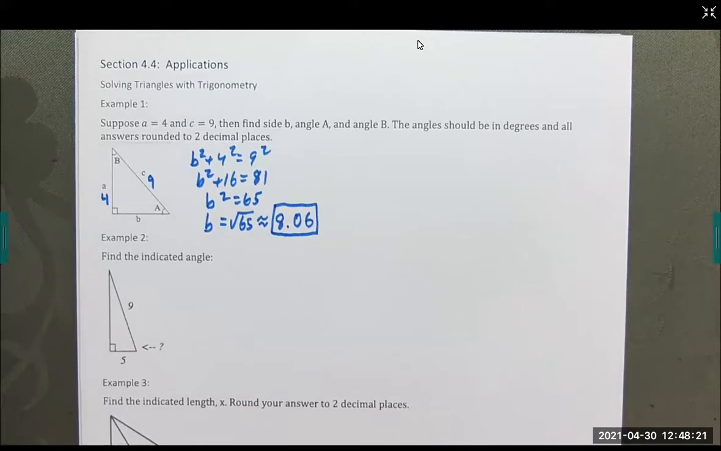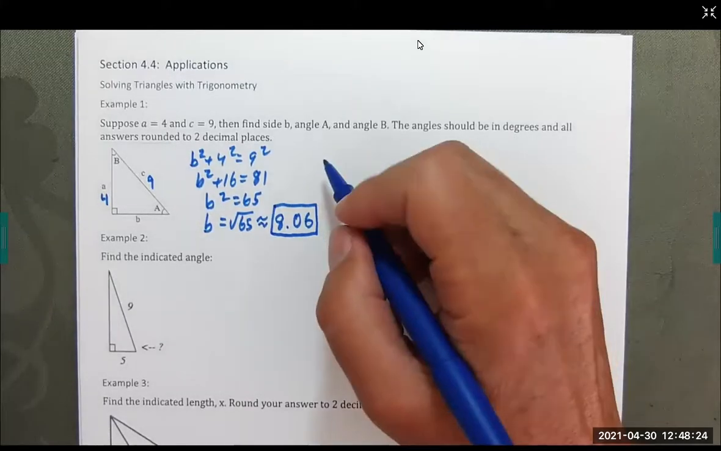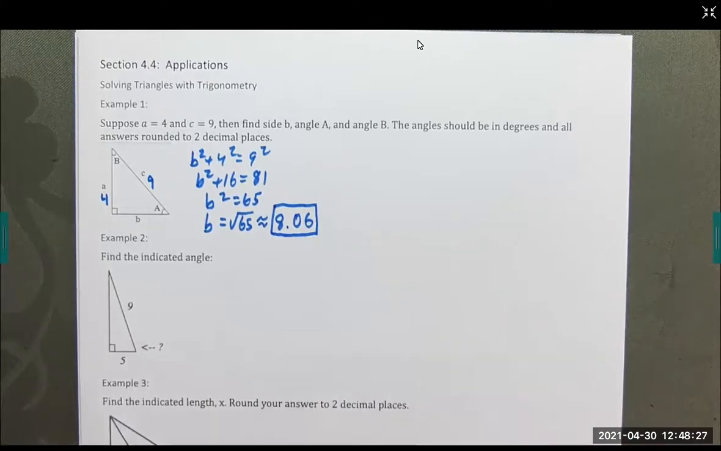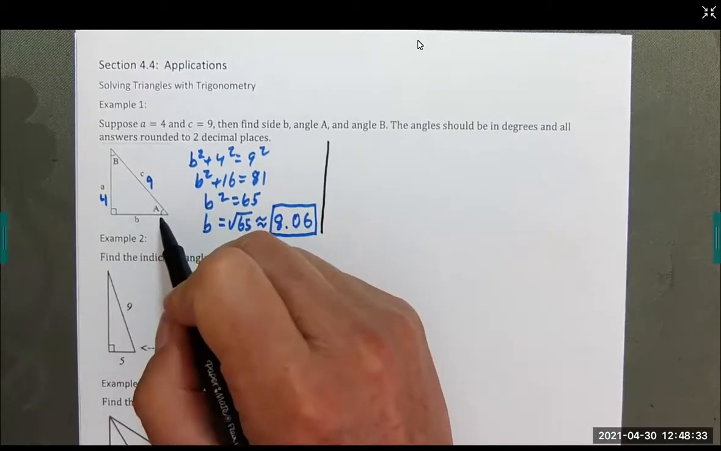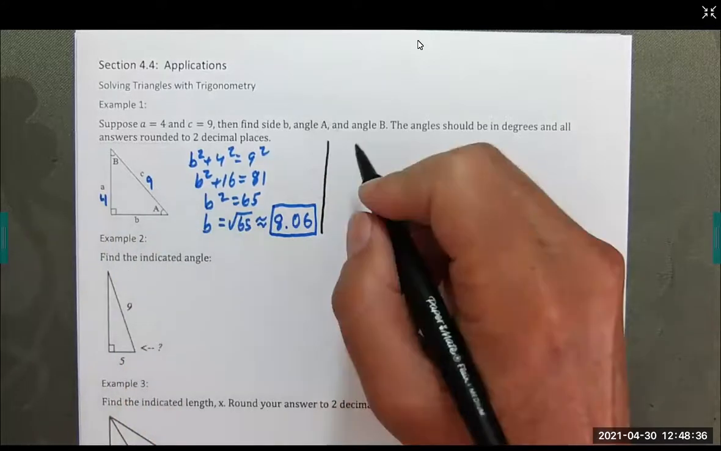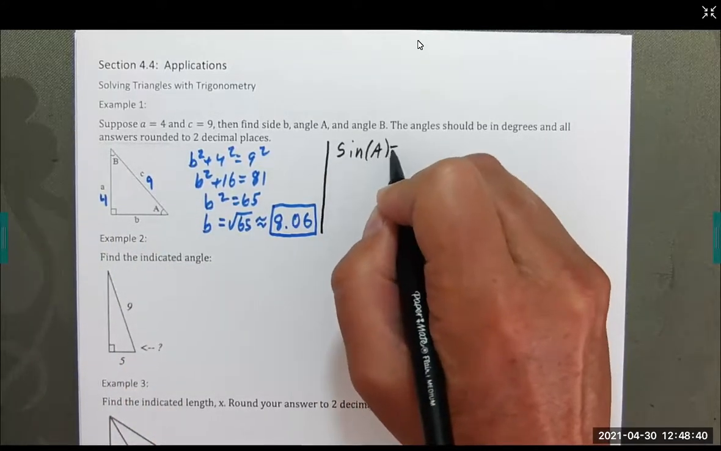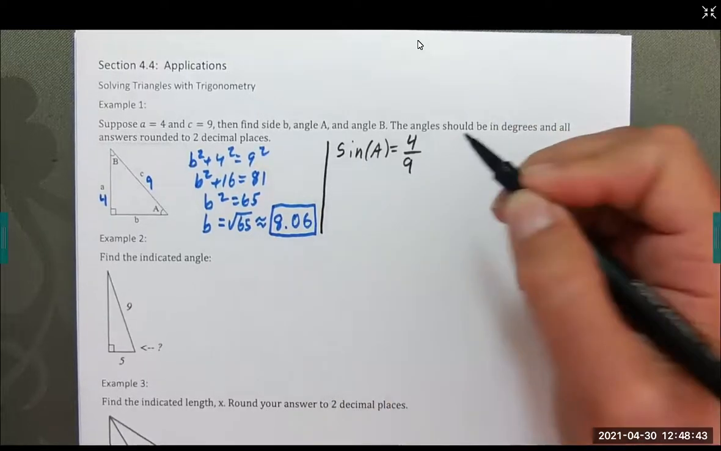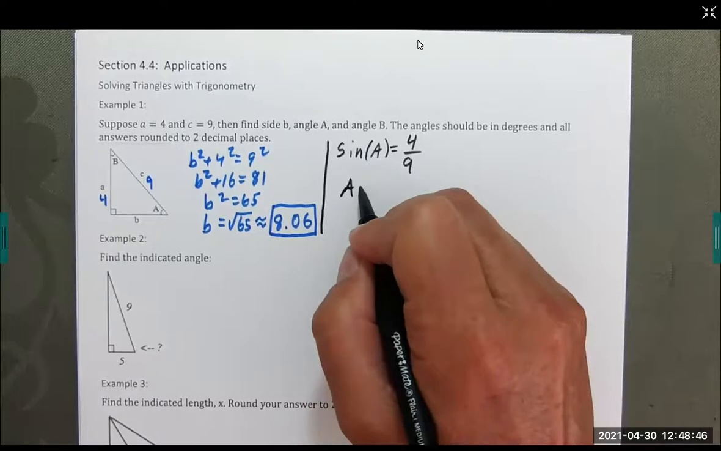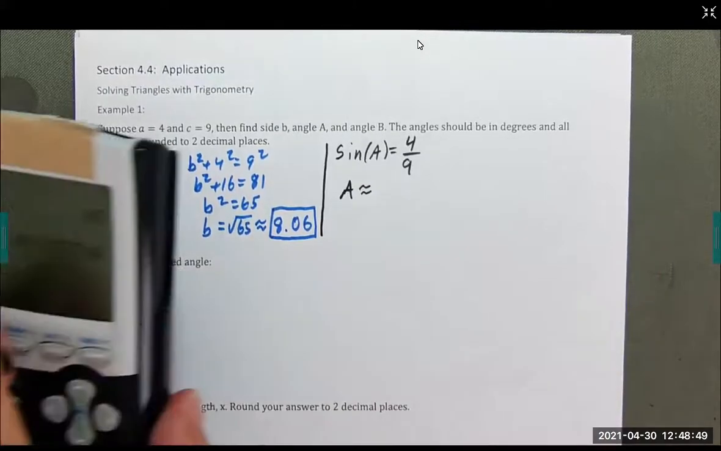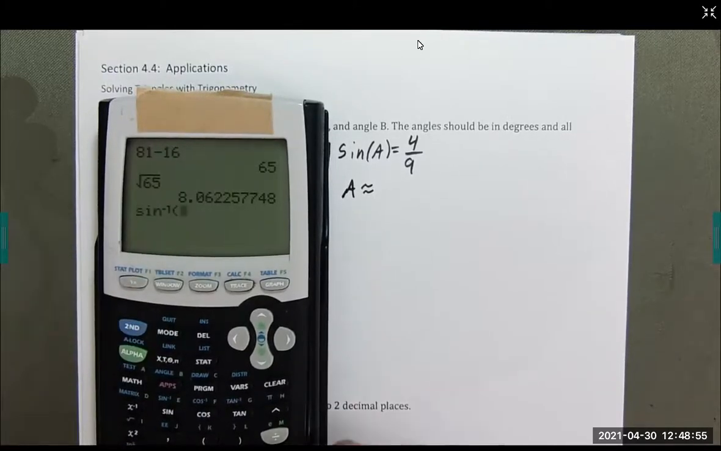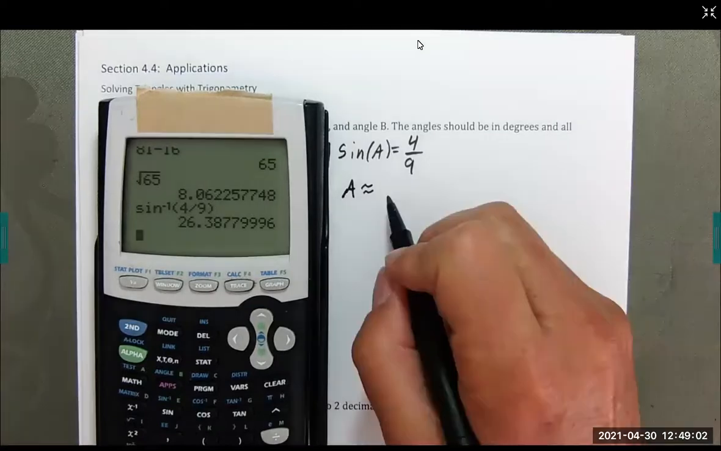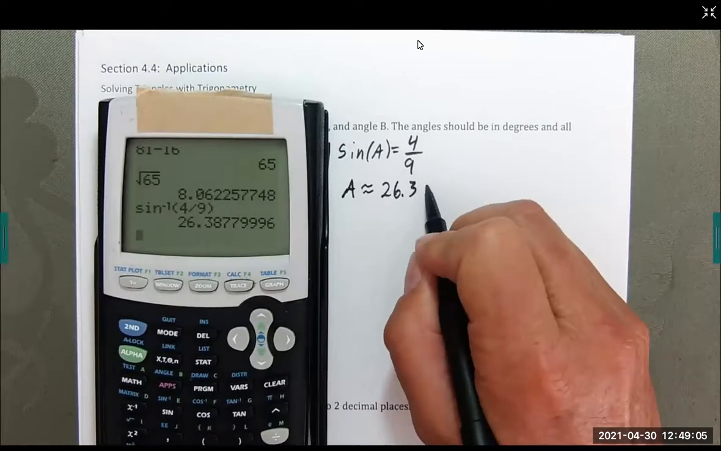So we are missing 2 of the angles as well. So let's separate that out. I'm going to use the numbers that they gave me. For A, that's going to be the opposite over the hypotenuse. So that's sine of angle A is 4 over 9, which means that A is going to be the inverse sine. Again, we want to make sure we're in degree mode. So inverse sine of 4 divided by 9. That's about 26.39 degrees is what I'm getting.